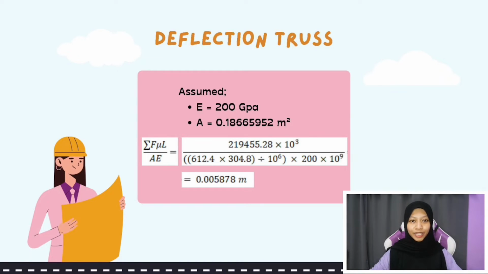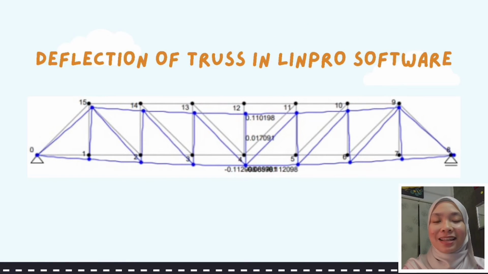0.186655952 meters squared. To get the deflection value, the summation of multiplication of length, force, and virtual force is divided by the multiplication of Young modulus E and beam area A. The value of deflection by manual calculation is 0.005878 meters.